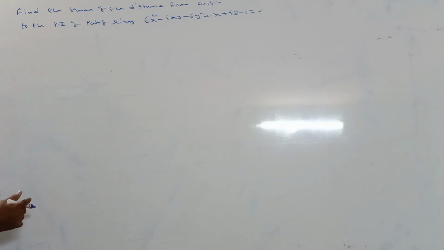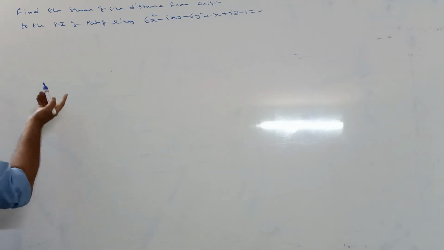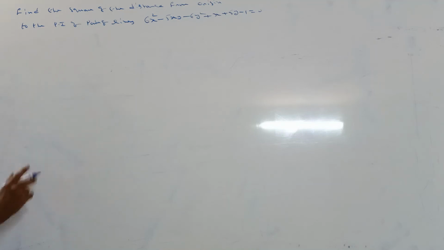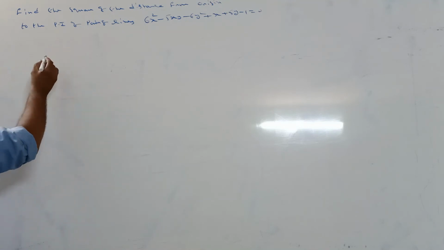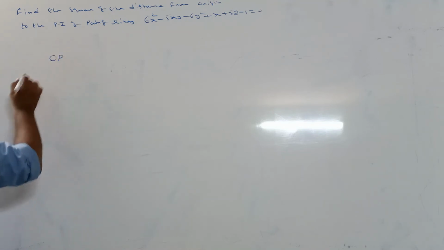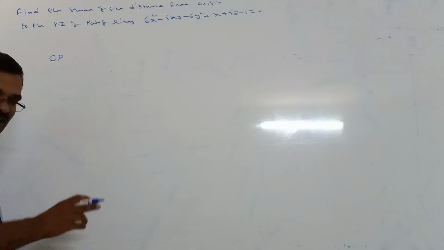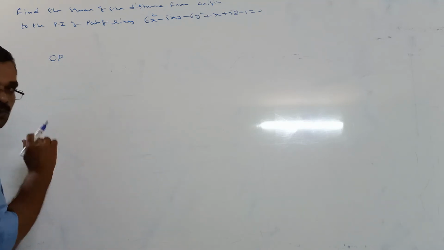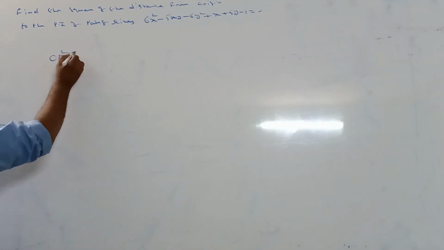This is a non-homogeneous pair of lines, so they have a point of intersection. They are asking for the square of the distance from origin to the point of intersection. P is the point of intersection, and the distance from origin to P is OP.